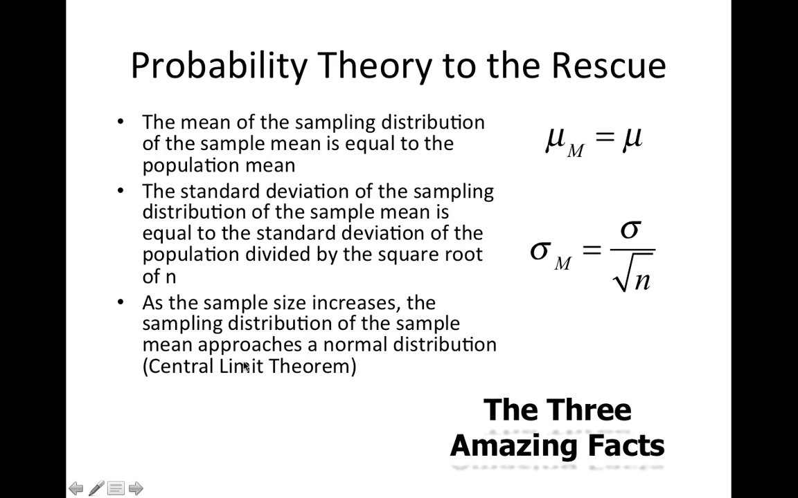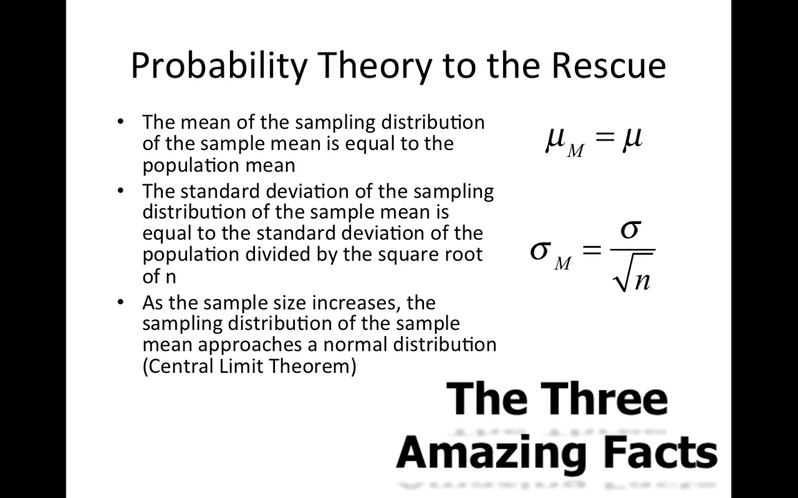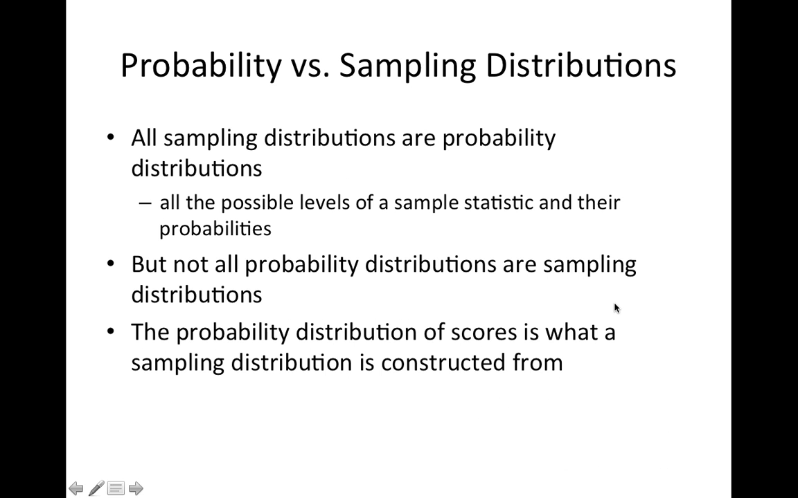And the last thing, which is probably the most amazing one, is that as the sample size increases, the sampling distribution of the sample mean approaches a normal distribution. It's what we call the central limit theorem. It's together these three things that we call the three amazing facts of probability, or of sampling distributions of the sample mean. Memorize these. These become really important.